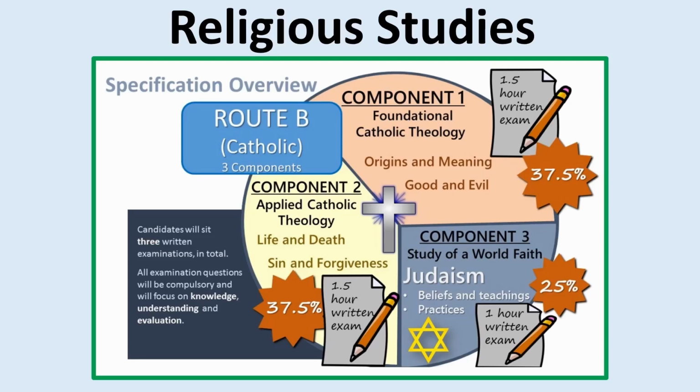Component 2 is applied Catholic theology, which is life and death and sin and forgiveness. Again, this is a 1.5 hour written exam. And finally, component 3 is study of a world faith, Judaism, where they look at the beliefs, teachings and practices. This is worth a little bit less, 25%, and it is a 1 hour written exam.